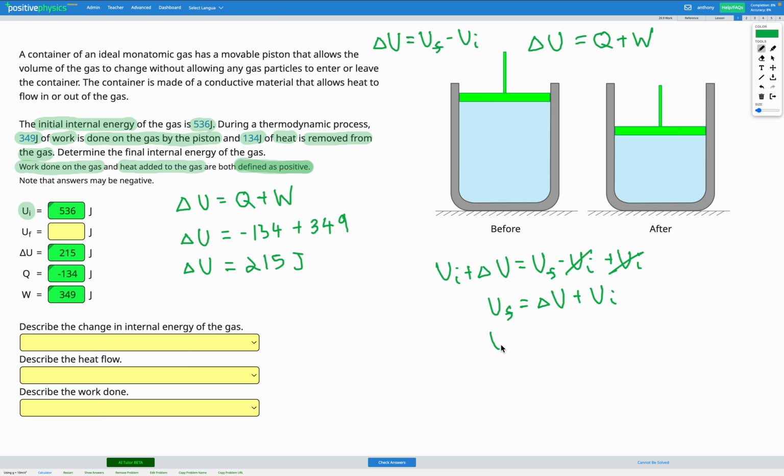So we can go ahead and put our numbers in there. Delta U is 215 plus UI, which is 536. So that gets us a UF, a final internal energy, of 751 joules. So we can go ahead and fill in the answer here. Our final internal energy is 751 joules.